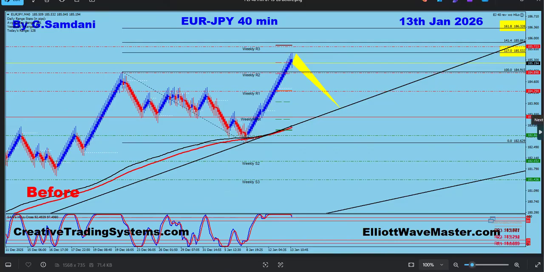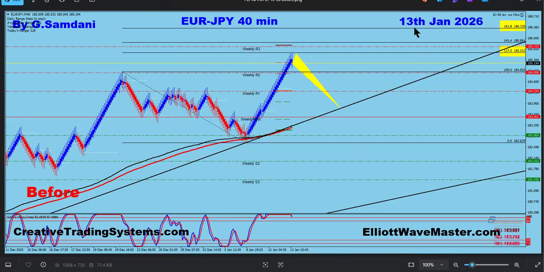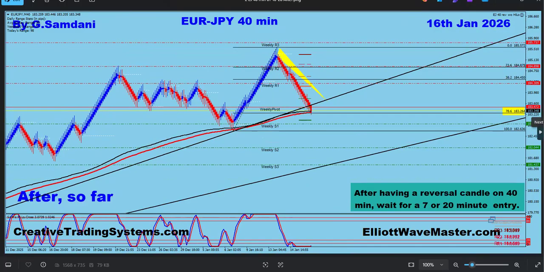This is the plan to trade Euro Yen to the short side. This is what happened. This is the 16th, and I made that chart on the 13th. So by the 16th, like 13, then 14, 15. Usually I make these 40-minute charts over the weekend, Saturday and Sunday. So the week started, and then it started to drop. So what did I do? This is the plan.